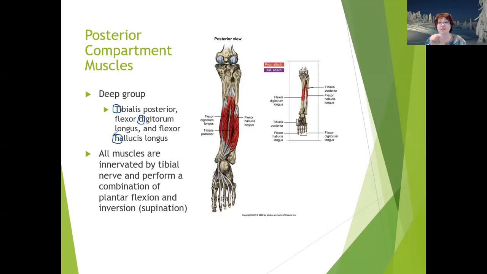And that gives them a line of pull for plantar flexion. Because they go medially, they have the line of pull for inversion and supination. And they're innervated by the tibial nerve as well. So the posterior compartment muscles are all innervated by the tibial nerve.